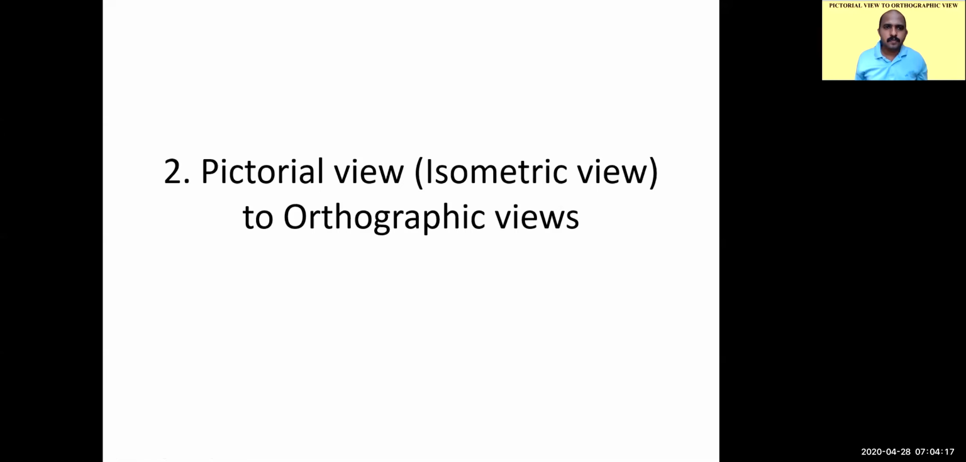So, good morning. Today we are on the second day of pictorial isometric view to orthographic views. Yesterday we discussed two problems.